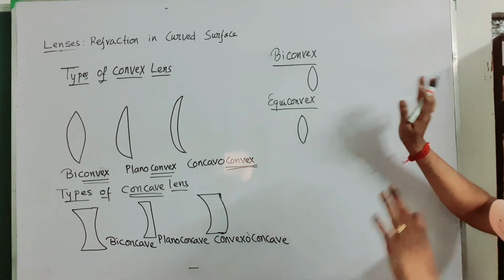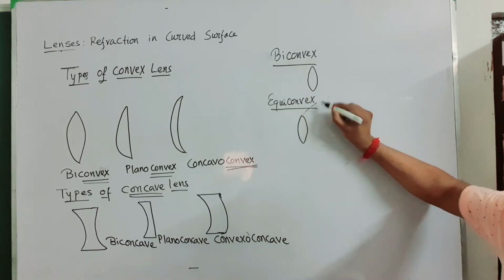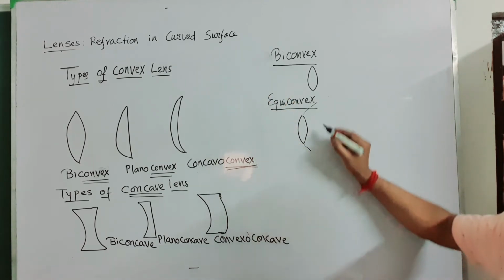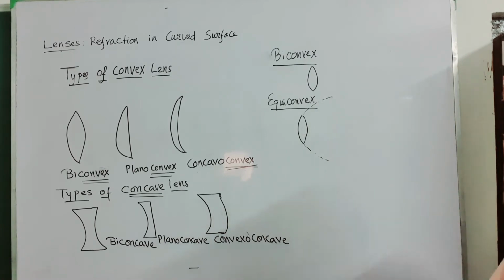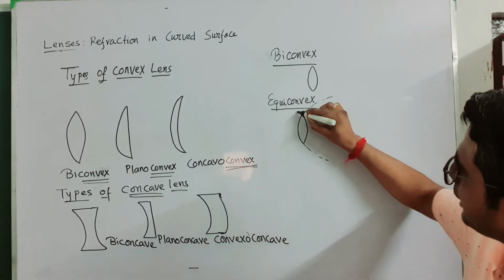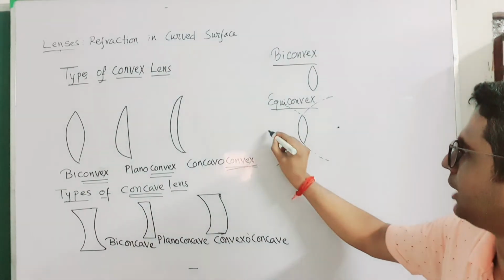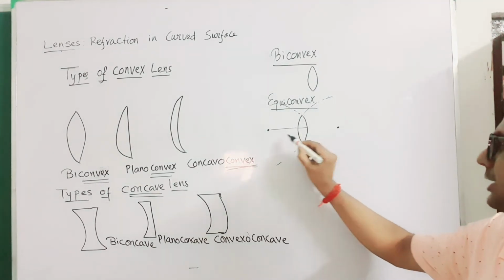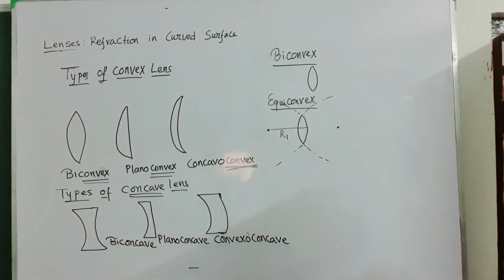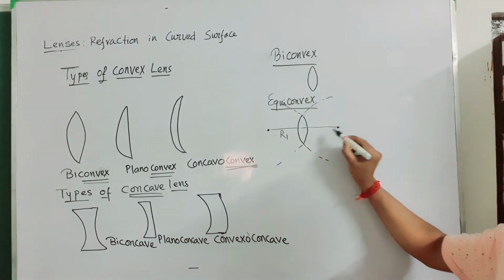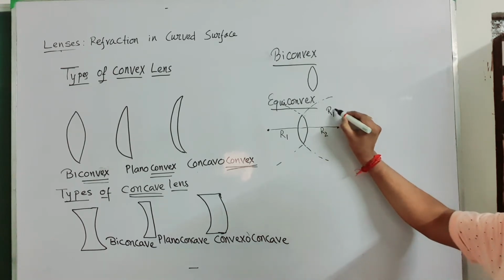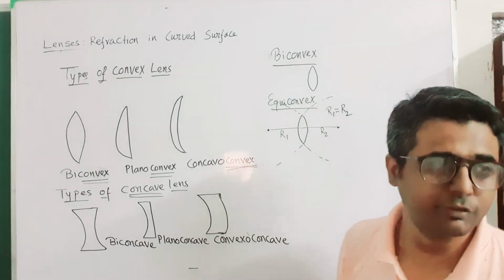Biconvex means both the surfaces are bulged. But if you see, this is a part of a sphere. If I take the left hand curvature, it is a part of a sphere, and it will have some center. This is also a part of a sphere, and this will also have some center. So this one will have a radius, say R1, and this one a radius, say R2. In case of equiconvex, R1 will be equal to R2.